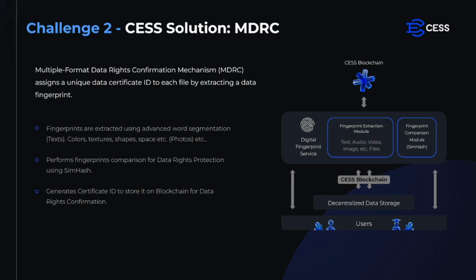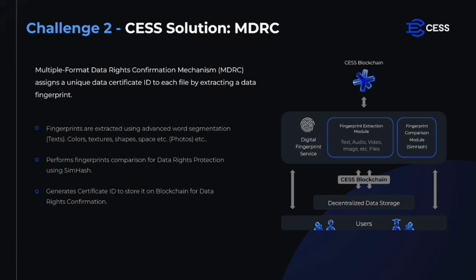Once the fingerprints are extracted, the MDRC mechanism performs fingerprint comparisons using SIMHASH. SIMHASH is a technique used to detect similarities between datasets efficiently. By comparing these fingerprints, the system can confirm the uniqueness and integrity of the data. The next step involves generating a unique certificate ID for each file, which is then stored on the CESS blockchain. This certificate acts as a proof of data rights confirmation, ensuring that the data ownership and integrity are verifiable and secure.